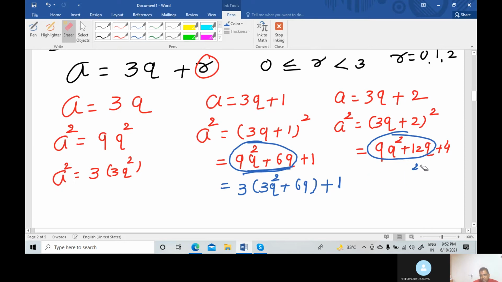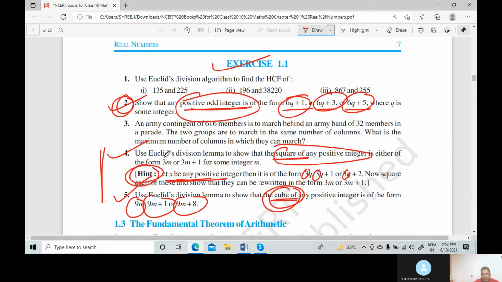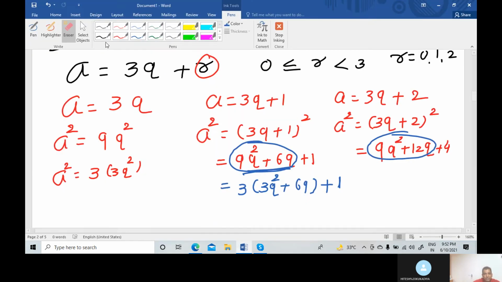Our question is what? Look at this textbook. The question is 3m or 3m plus 1 here. So we can arrange differently: 9q square plus 12q. Now splitting the 4, here 3 plus 1.